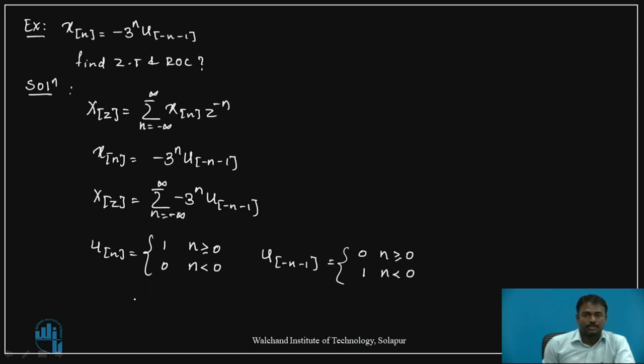Because of u of minus n minus 1, the limits of the summation get affected and the limits of the summation will be n equal to minus infinity to minus 1. Now, with the help of graphical representation, let us understand how the limits of the summation have changed to n equal to minus infinity to minus 1.